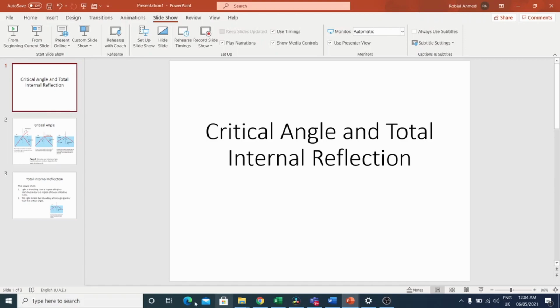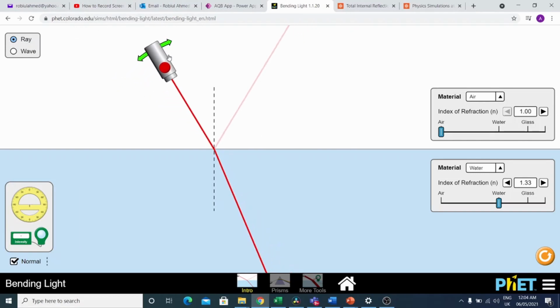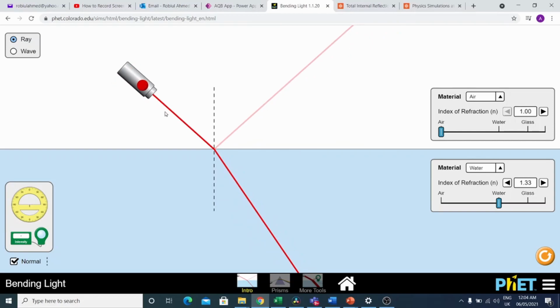Today we're going to be looking at critical angle and total internal reflection. Okay, so let's go to this website, PhET Colorado, and you have this little simulation where you've got a laser and you can see what's happening to the light. So it's changing direction slightly, and some of it is being reflected, some of it is being refracted. And the first material, this white one, is air, and the second one is water.